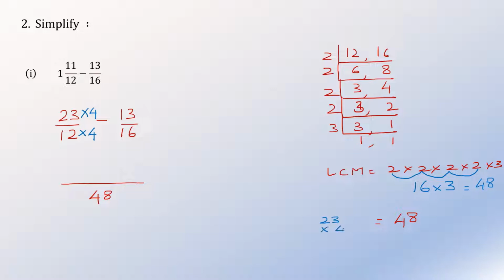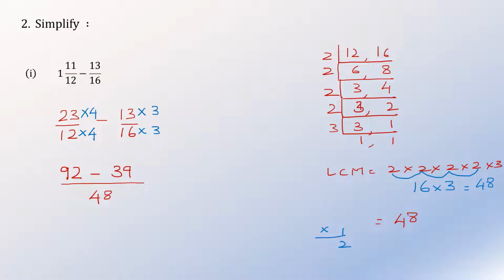23 into 4. 4 3s are 12, we carry 1. 4 2s are 8 plus 1, 9. So here we have 92 as our first numerator. Minus, we'll go to the second fraction. 16 into what is 48? 16 3s are 48. So let's multiply 13 also by 3. 13 3s are 39.